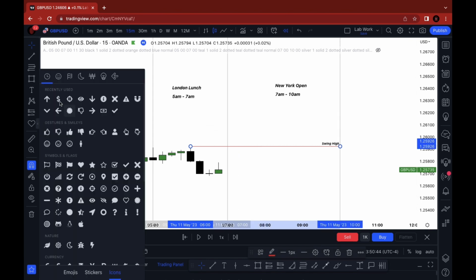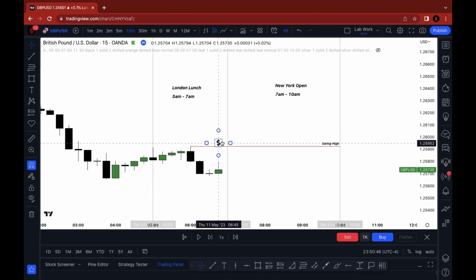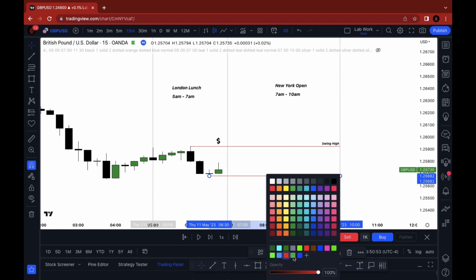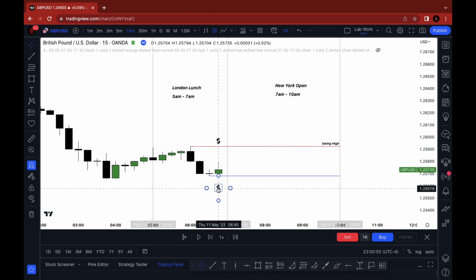Now the same thing said inversely. To find your sell side liquidity, you're looking for a swing low formation. So we can see right here, just prior to 7 a.m., that's a swing low formation. There's going to be sell side liquidity below it.